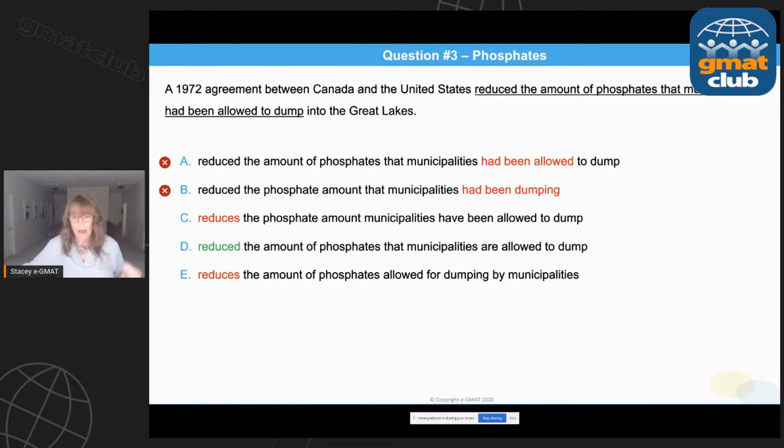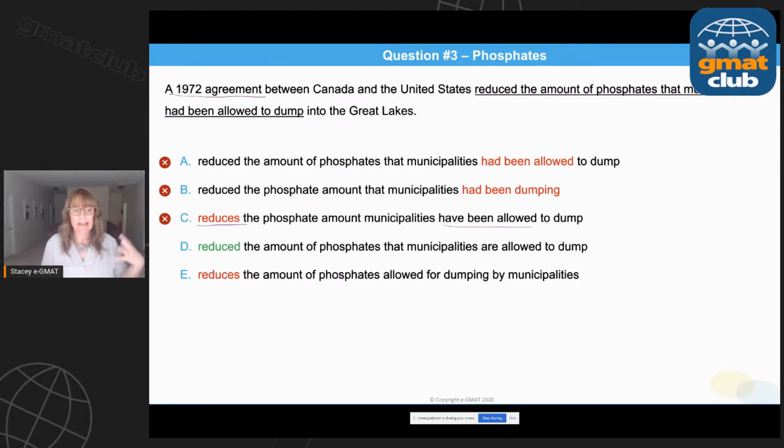Now, choice C definitely corrects, okay? And it tells us "have been allowed." But we know when we use the past perfect, the formula is the past perfect, municipalities have been allowed. So that gives us the continuous action, right? That they have been allowed to do this over the course of time. And now that's being reduced. But notice here, we have "reduces." And when we use the past perfect, we have to use the past tense with it. Actually, we have the present perfect, but "reduced" is the proper past tense because our agreement is in 1972.